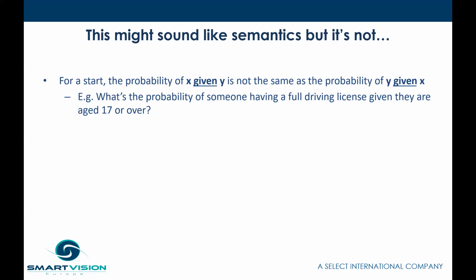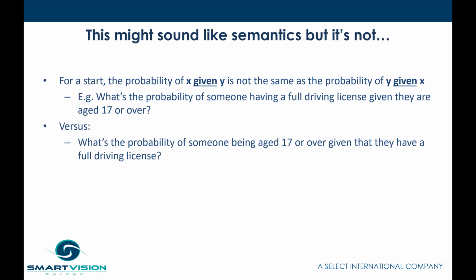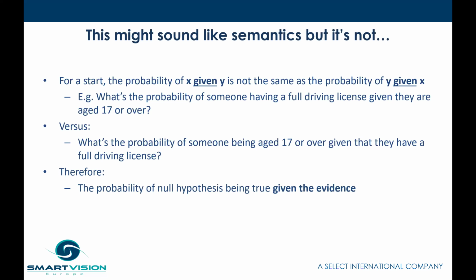So you might ask yourself, what's the probability of someone having a full driving license in the UK, given that they're aged 17 or over? In other words, what proportion of people aged 17 or over have a full driving license? Is it 75%? 80%? 60%? That's the probability. You could turn that into 0.75, 0.8, 0.6, whatever it is. But that's not the same as saying what's the probability of someone being aged 17 or over, given that they have a full driving license. Technically speaking, if you've got a full driving license, you have to be aged 17 or over. There might be some weird exceptions to it, but it's got to be pretty close to a probability of 1 or 100%. So they're not the same thing.